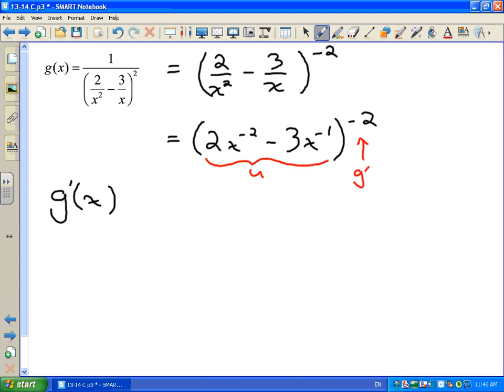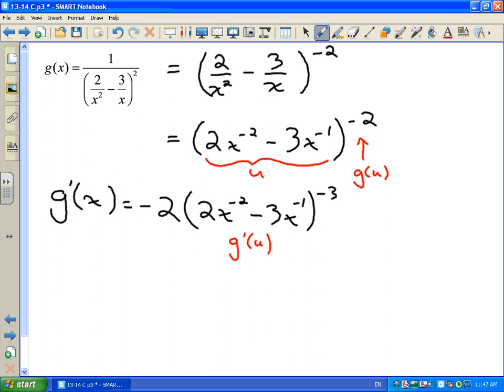The exponent here gives me g at u. So what is my derivative going to look like here? Well, let's bring down the negative 2. Keep the u in the brackets the same: 2x to the negative 2 minus 3x to the negative 1. Subtract 1 from our exponent there, and that gives us g primed at u. And then multiply it by the derivative of u inside the brackets.